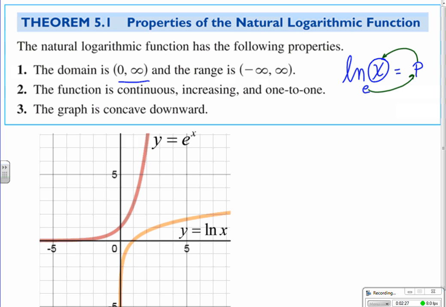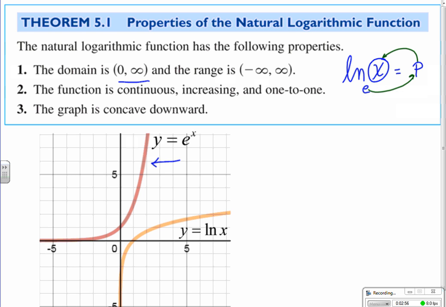The range will turn out just fine. We can get range values from negative infinity up to positive infinity. What we're looking at here on this red line is the graph of e to the x. Next up, the function is continuous, and it's increasing, and it is a one-to-one function, meaning for every x there's exactly one y, and for every y there's exactly one x.